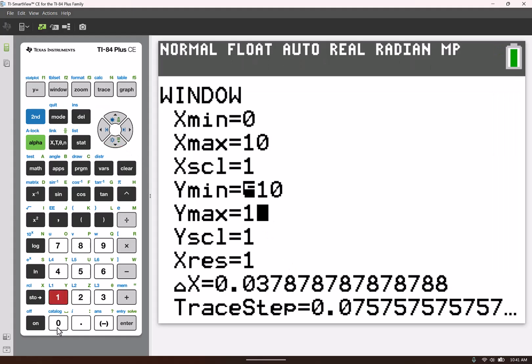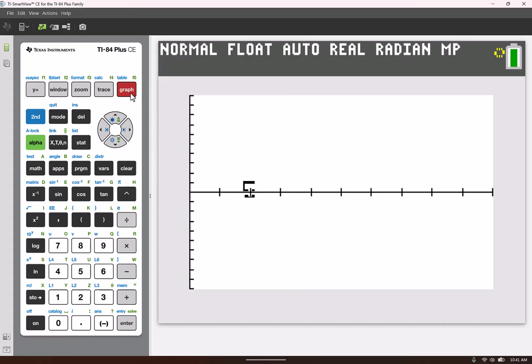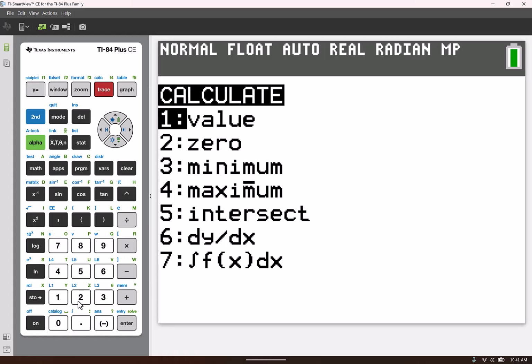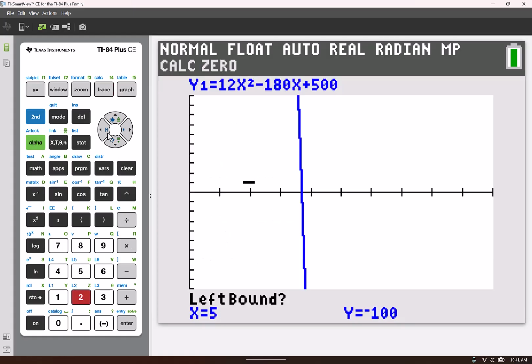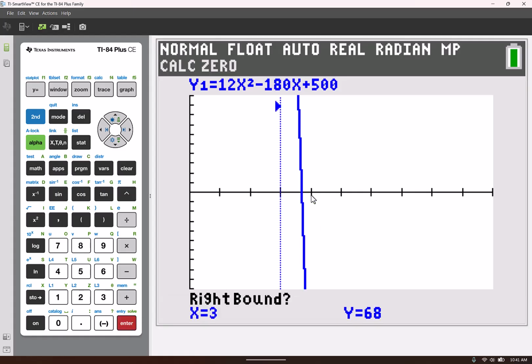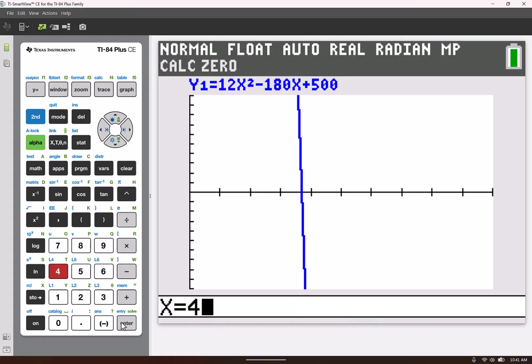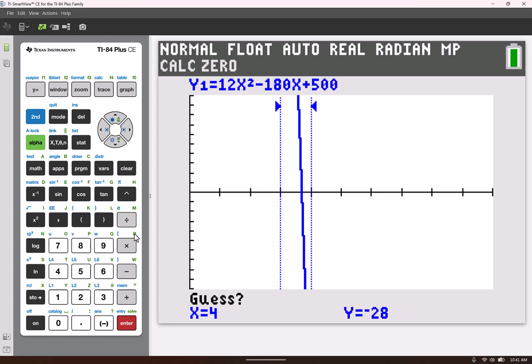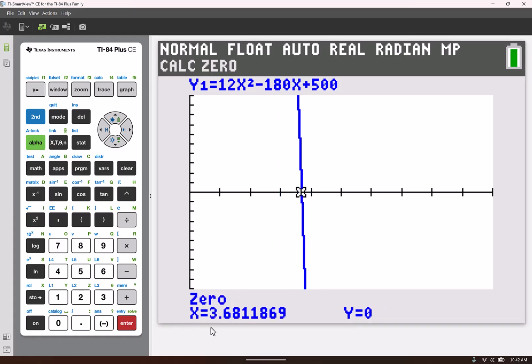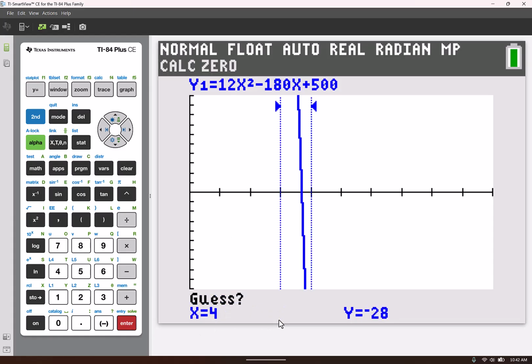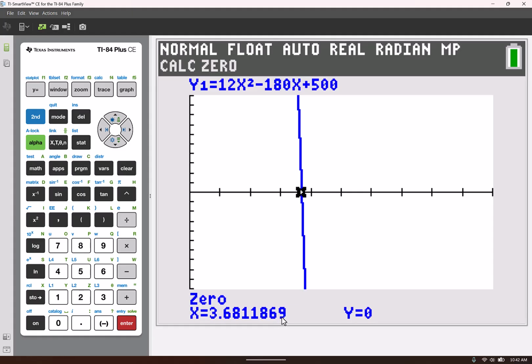10. All right. Tell the calculator to find that 0. Second, calculate, number 2. Left bound, I don't know, 1, 2, 3. I'm just going to push 3, enter. Right bound, that's a 4 over there. 4, enter. Do you guys see how I did that without using the cursor? When it says guess, I'm already between 3 and 4. If there was multiple, you would go to the one closest. Just push enter. And then there it is. Cool or not cool?